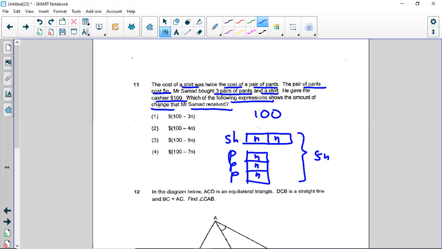So you take the money that you give the cashier and you minus 5N, and you will get the change, which is 100 minus 5N. So your answer is number 3. Okay, so model, right? You can have a simple model.